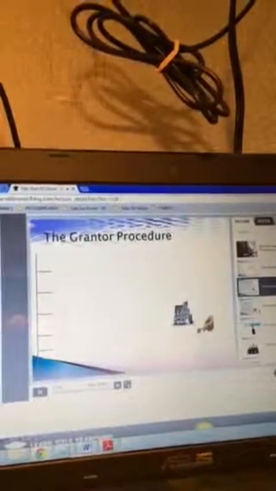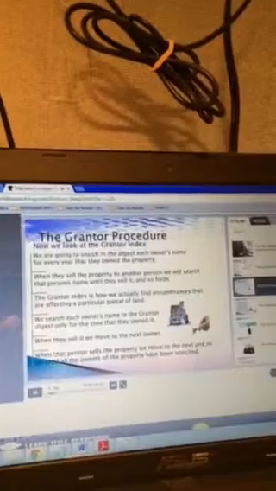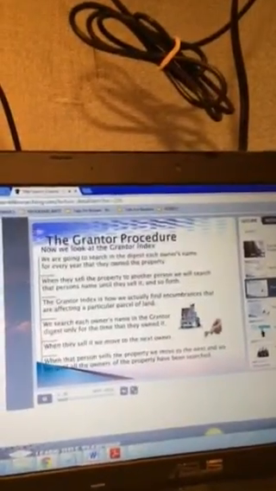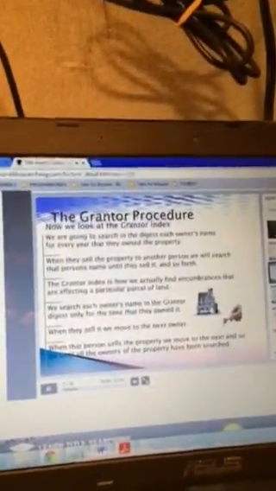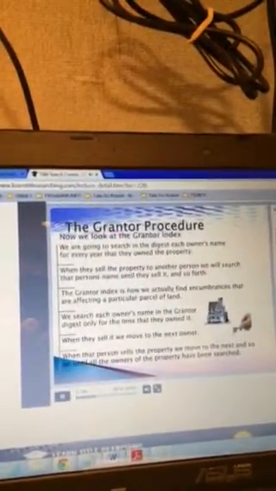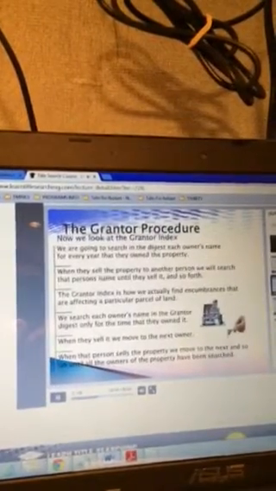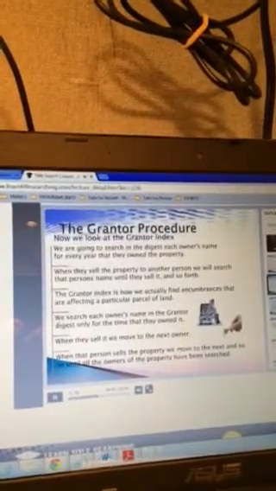Differences. Now we're going to look in the Grantor Index. We're going to search in the digest for each owner's name for every year that they own the property. When they sell the property to another person, we will search that person's name until they sell it, and so forth. The Grantor Index is how we actually find encumbrances that are affecting a particular parcel of land.